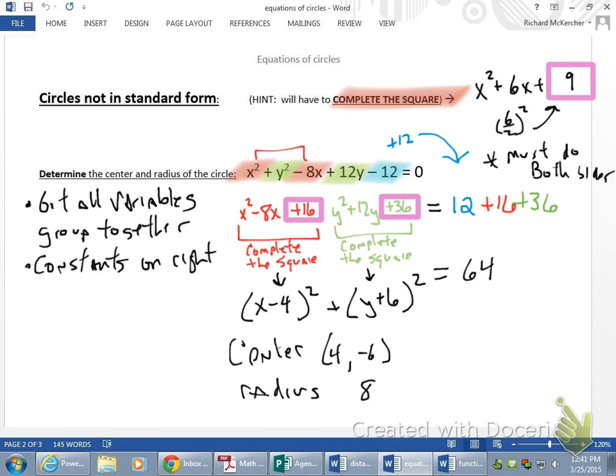Okay? We're not going to do the other example on the page. Instead, we're going to do two problems from your homework. So here are two problems from your homework. Here we're going to skip 1 through 6 and start with number 7.